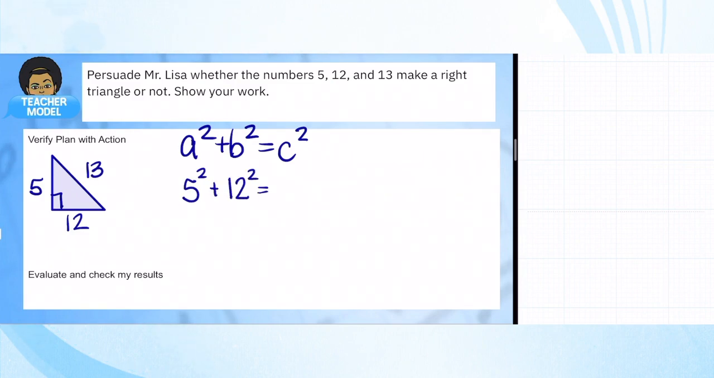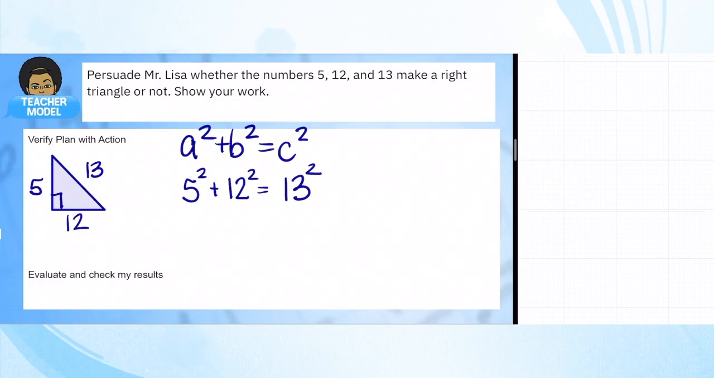And some people ask me, how do you know which is the A and which is the B? Doesn't matter. Being honest with you, Math Marvels, the A and the B are just the short legs. So it doesn't matter. This could be A, this could be A. I just know that the expression has the two short legs squared. And the longest is going to be on the other side. So 13 is my longest side squared. And now I'm just going to evaluate this to see if it's true.